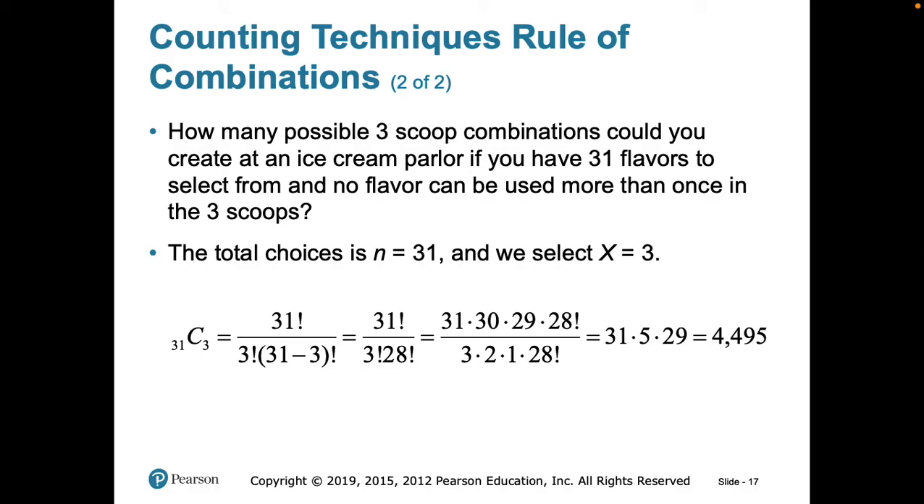If you're getting 3 scoops and your total choices is 31 because there are 31 flavors, and you have to pick 3 of those flavors, the combination of all possible options that you can have will be 31 factorial divided by 3 factorial times 31 minus 3 factorial. When you do all that equation, you get 4,495. So think about this when you go to Baskin Robbins and you have to think about how many possible options you have from picking ice cream out there. That's pretty impressive. I just want ice cream.